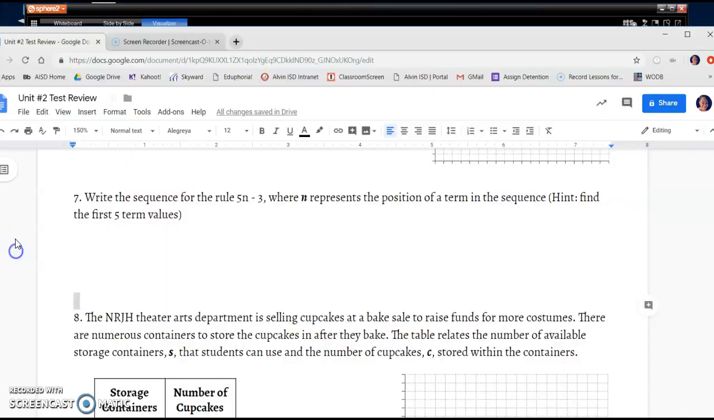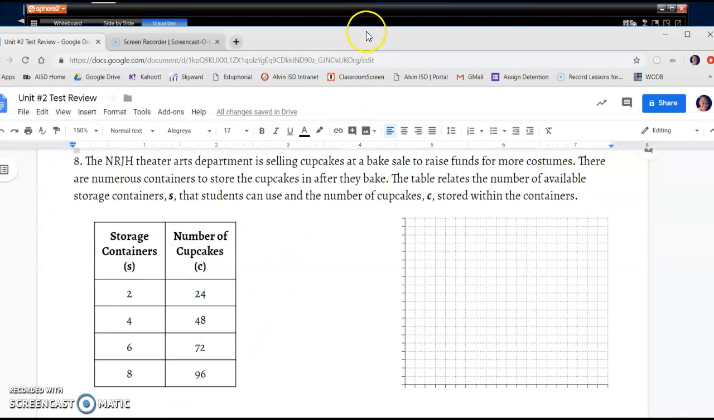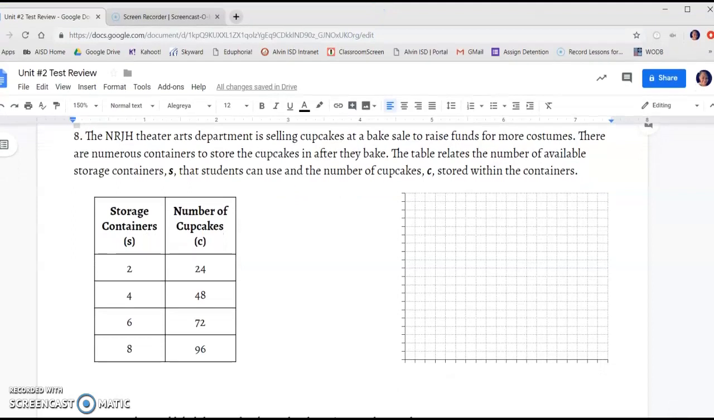Okay, question number 8. The NRJH Theater Arts Department is selling cupcakes at a bake sale to raise funds for more costumes. There are numerous containers to store the cupcakes in after they bake. The table relates the number of available storage containers S that students can use and the number of cupcakes C stored within the containers. So, how many cupcakes can go in 2 containers? 24. Trick question. How many cupcakes can go in 1 container? 12. Good.